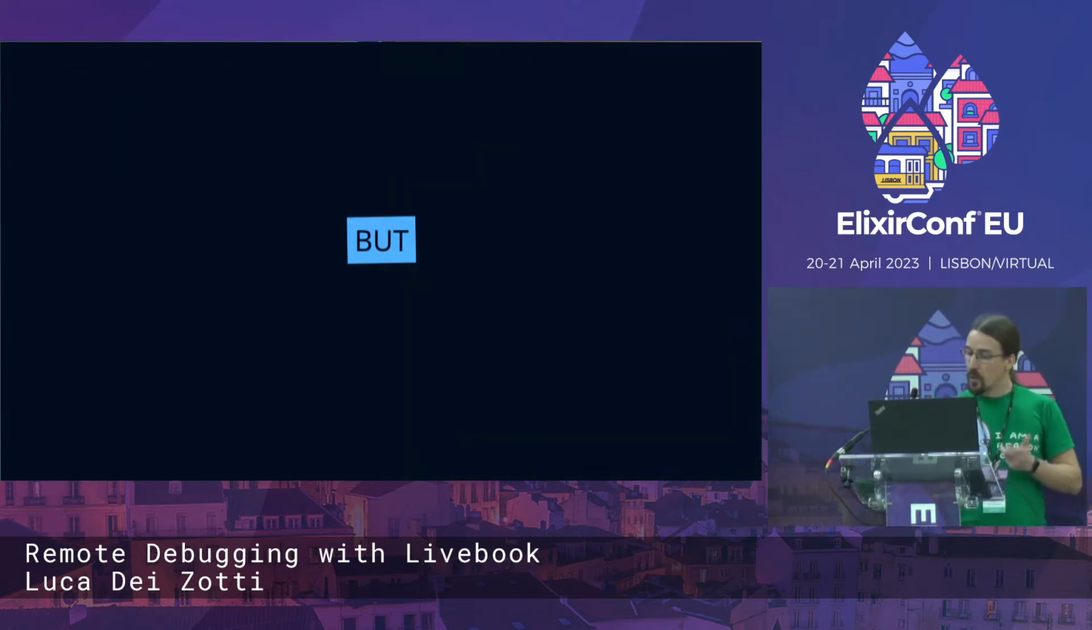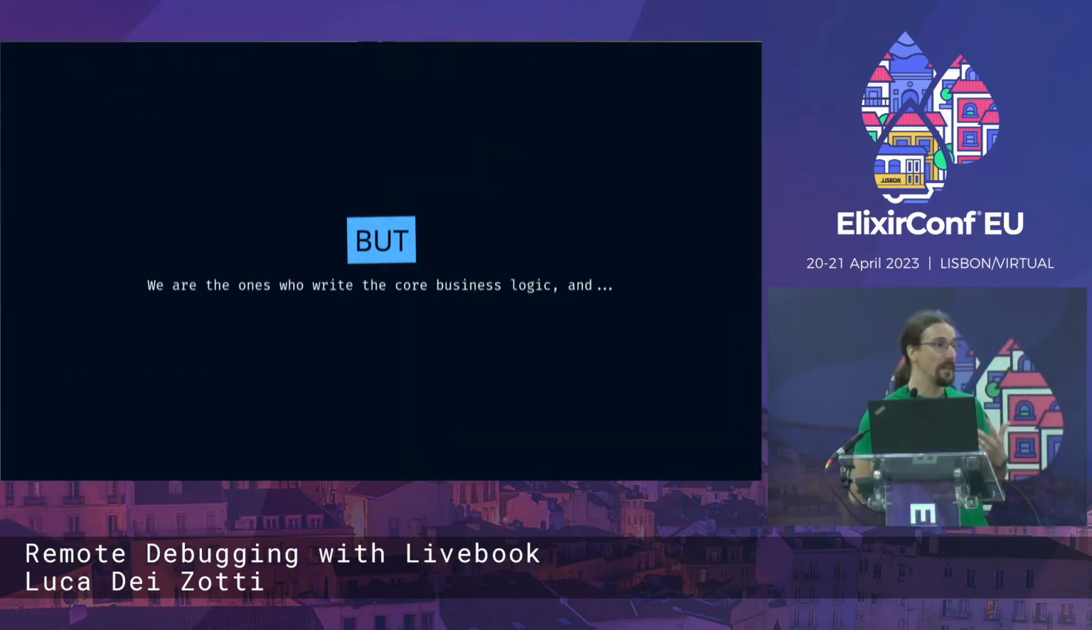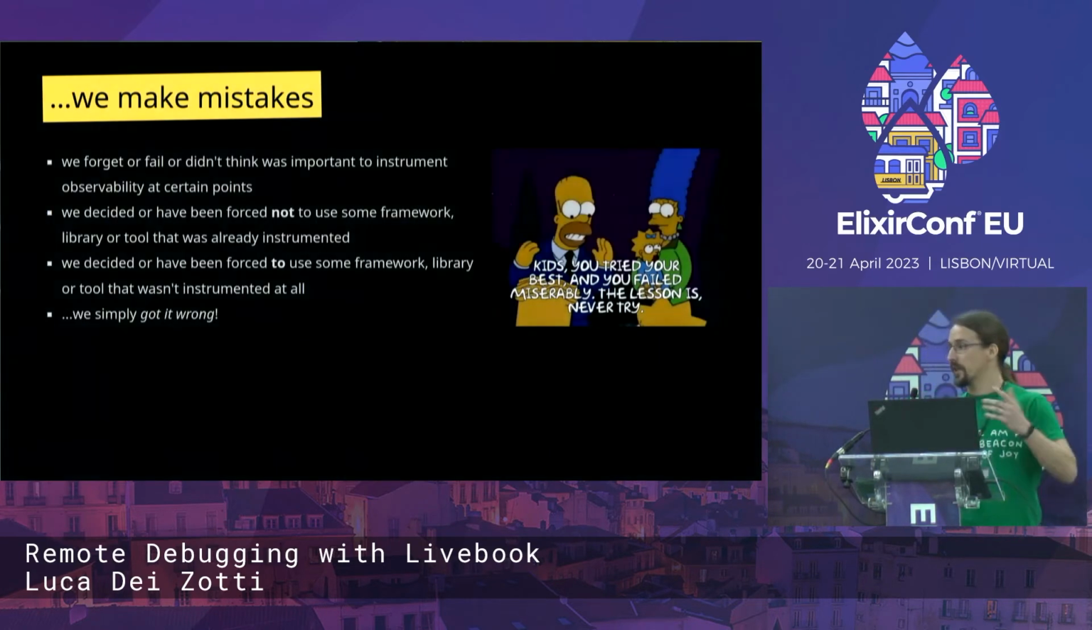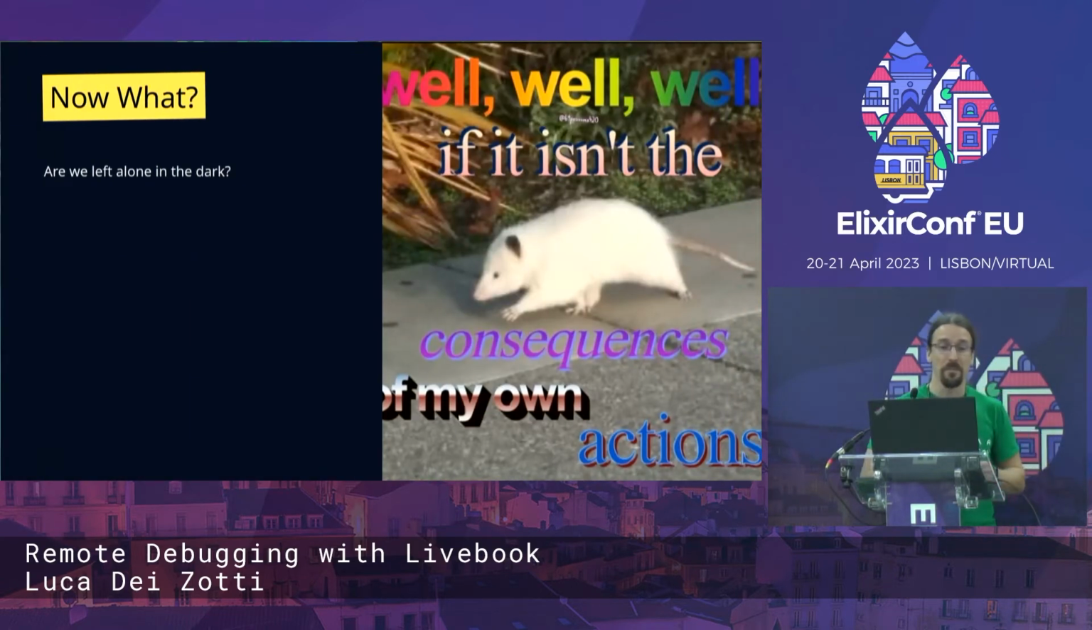But what is not covered is that we are the ones who write the core business logic. And we, or at least I, make mistakes. We forget, or we didn't think it was important to instrument observability at a certain point. Our super senior colleague said, no, don't use Phoenix because it's bloated, just use this library, whatever. Or someone said, no, you have to use this library that has no observability included. Or we simply tried and got it wrong. That is probably the most common.